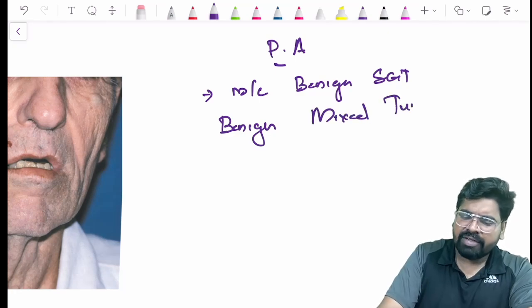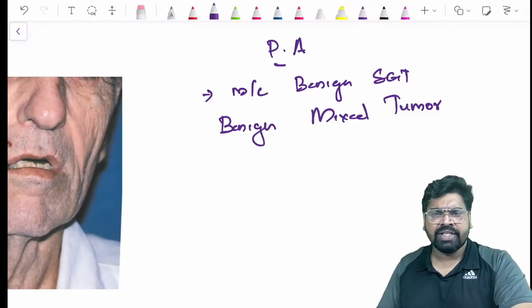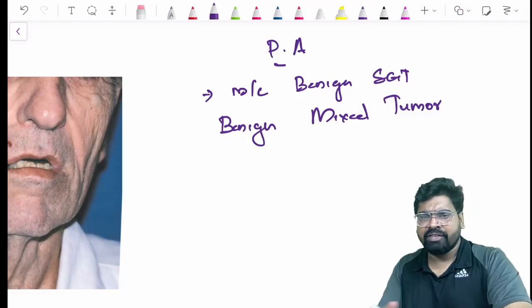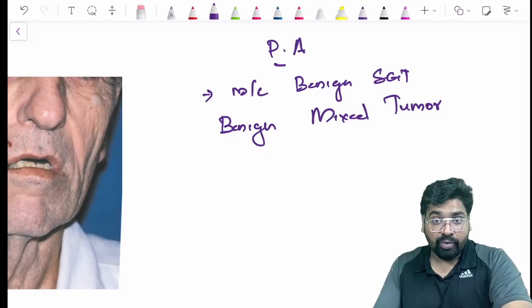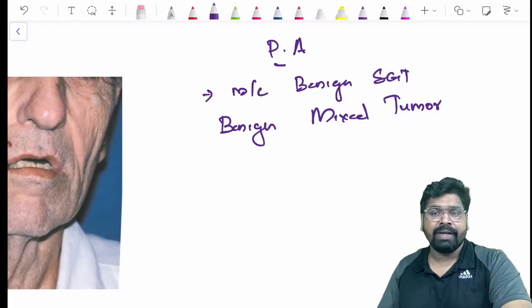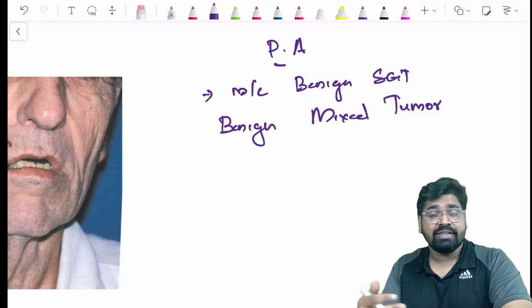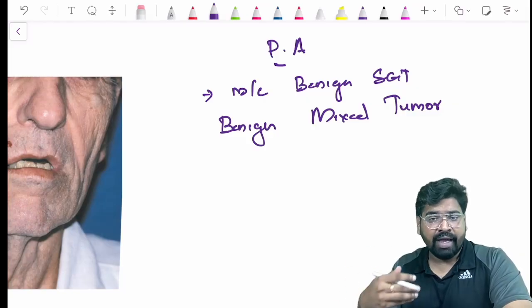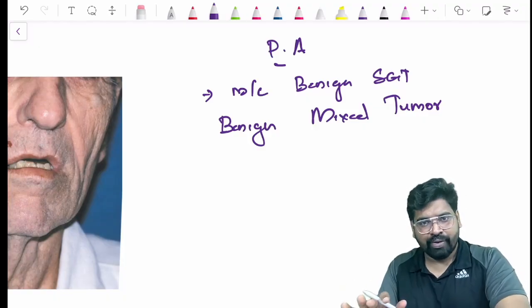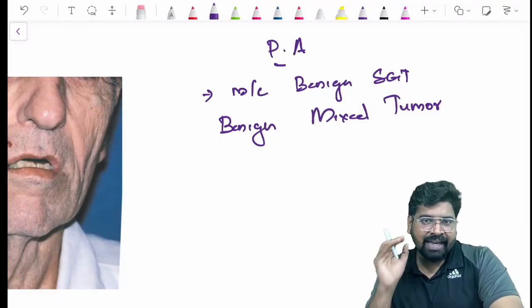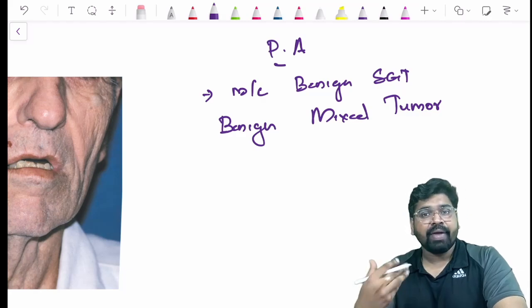Now, benign mixed tumor is a misnomer that you may have heard in your UG time. Your teacher may have taught you that this is not a true mixed tumor. It is called a benign mixed tumor, but it is not a true mixed tumor. A mixed tumor means a tumor arising from more than one germ layer: ectoderm, endoderm, mesoderm. But pleomorphic adenoma arises only from the ectoderm. The salivary gland epithelium derives from the ectoderm, right? So the salivary gland develops from the ectoderm.